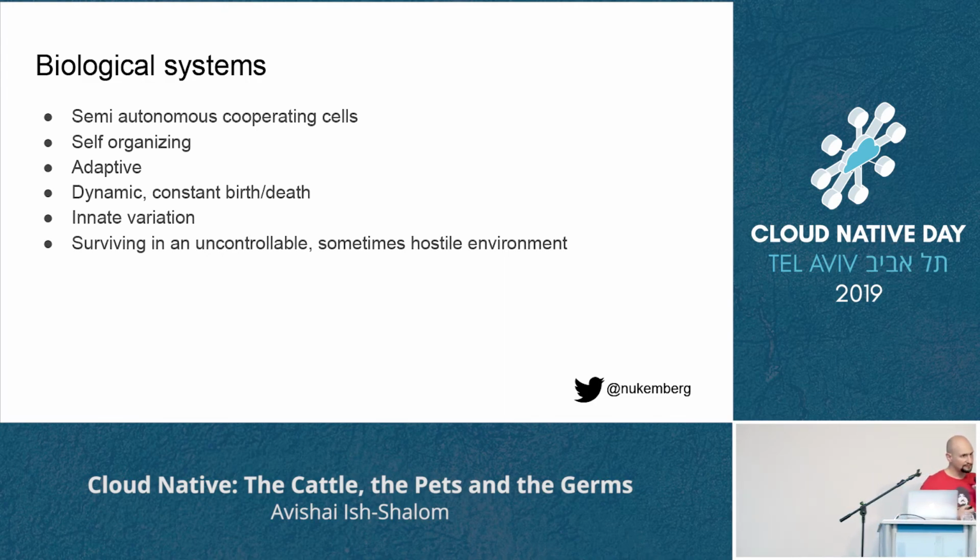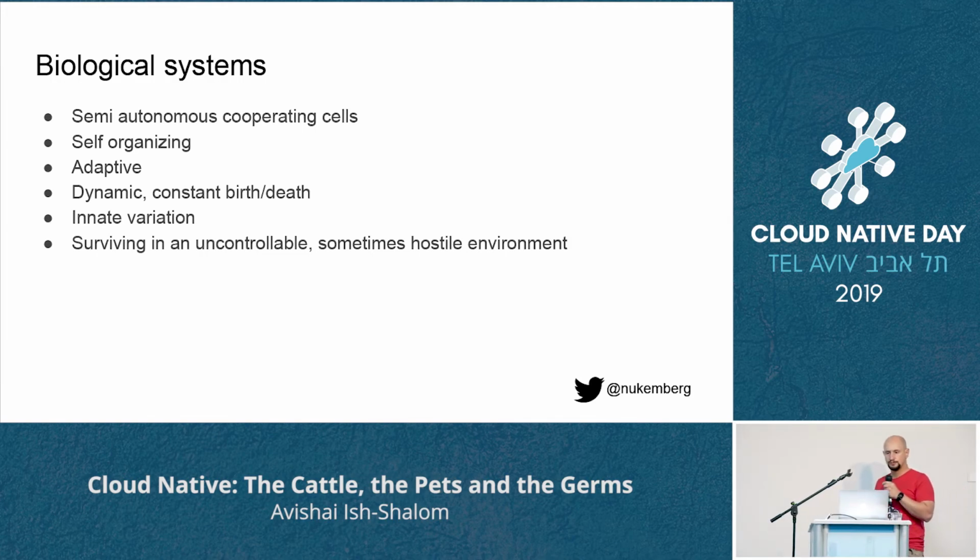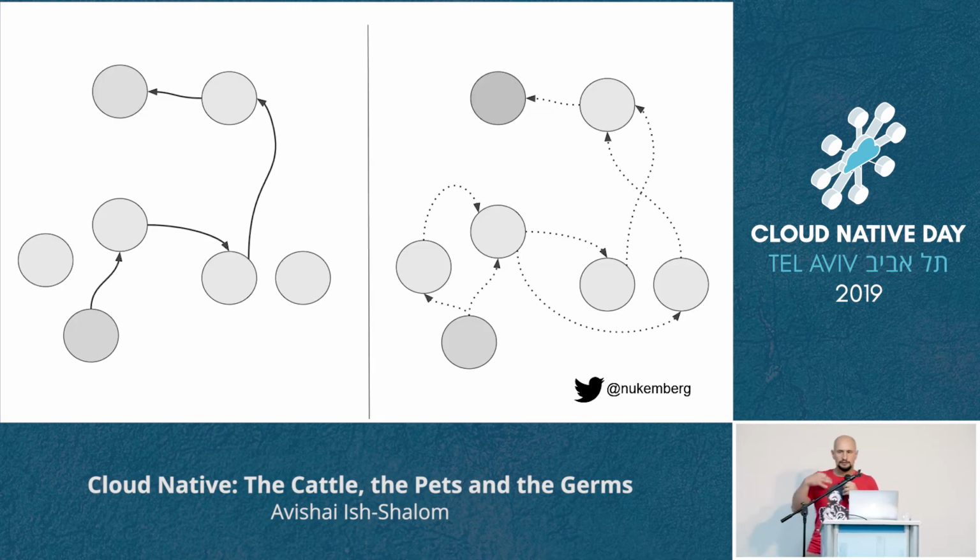And biological systems have the property of surviving in an uncontrollable and sometimes hostile environment. Newsflash, the cloud is a hostile environment. We need to learn how to make our systems survive in that environment as well. So how is the design going to look?